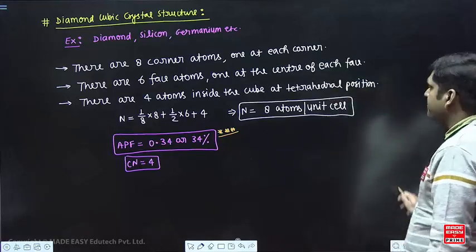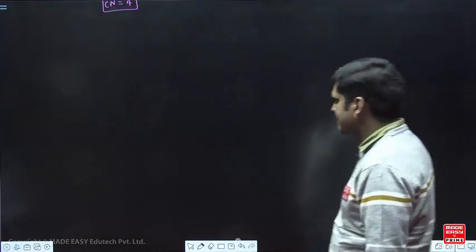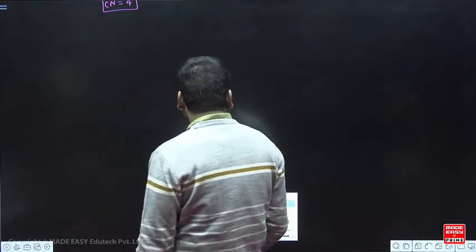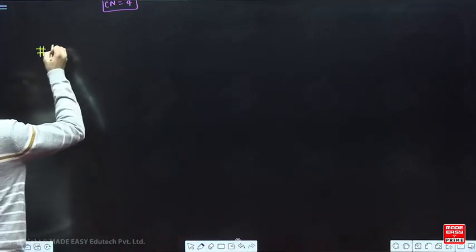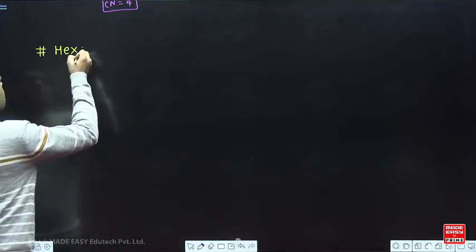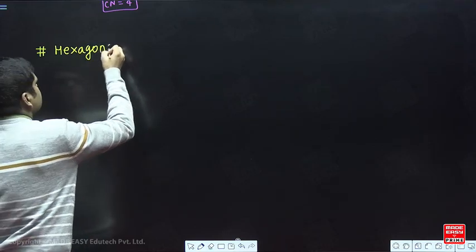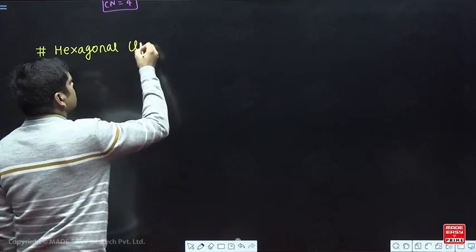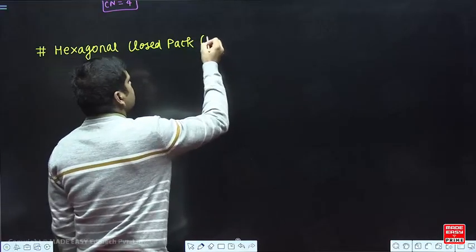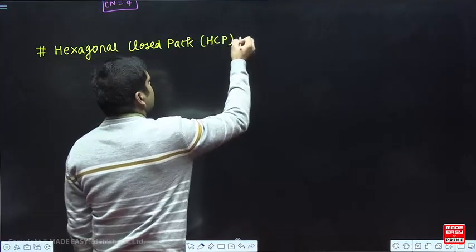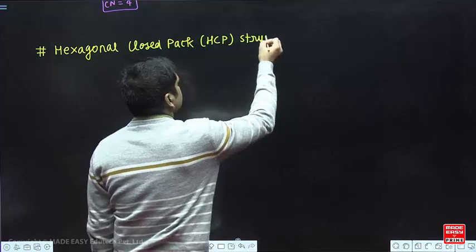Shall we go ahead? Next is the hexagonal close-packed structure. Briefly we want to study, not in depth, the hexagonal close-packed structure. It is popularly known as HCP.